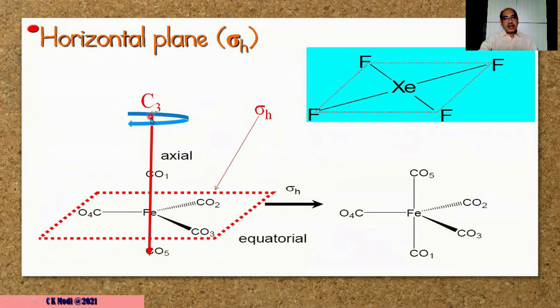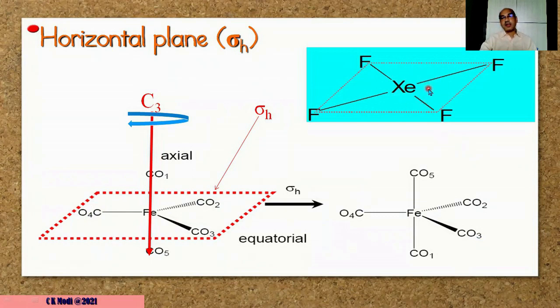And this is the rotation axis, symmetry axis or principal axis, which is passing through the center of that molecule and which is perpendicular to this plane. Therefore, this plane is called a horizontal plane.